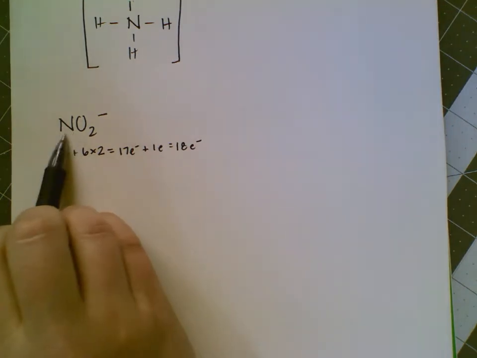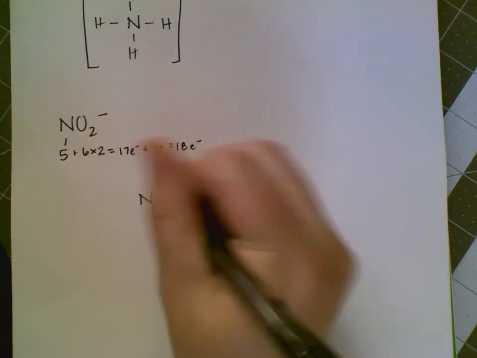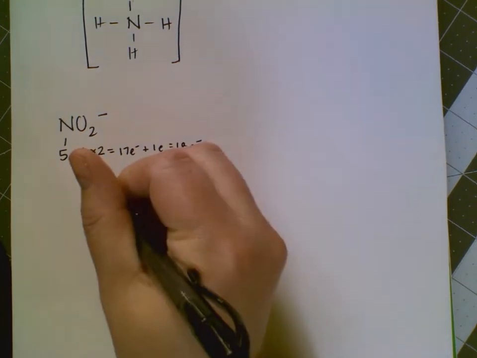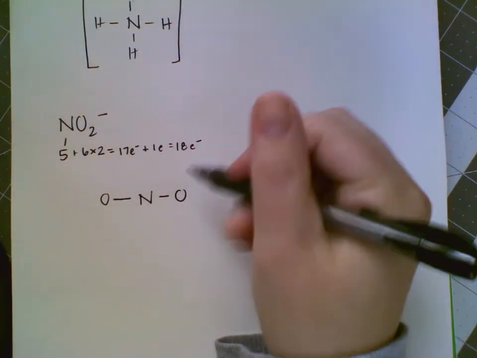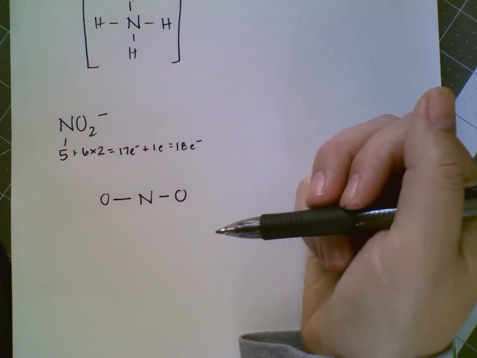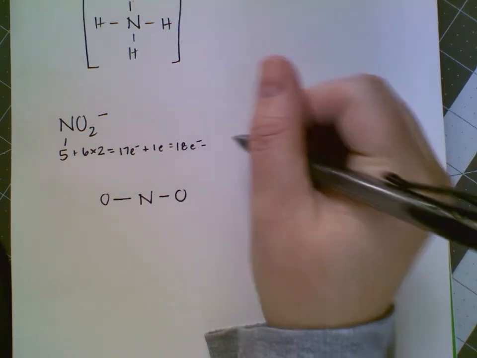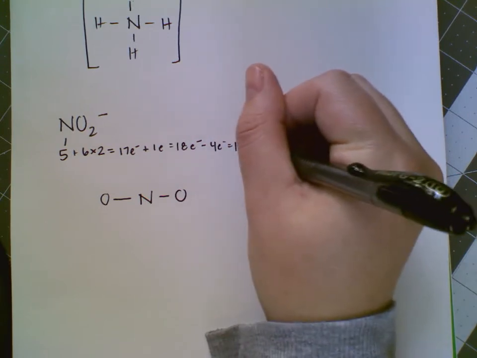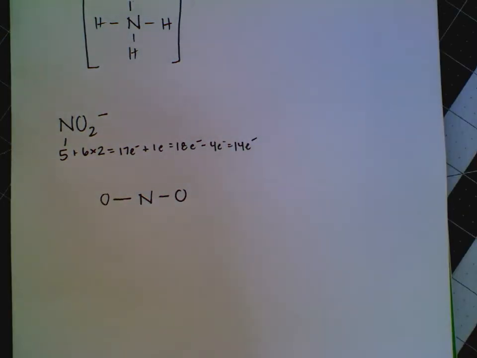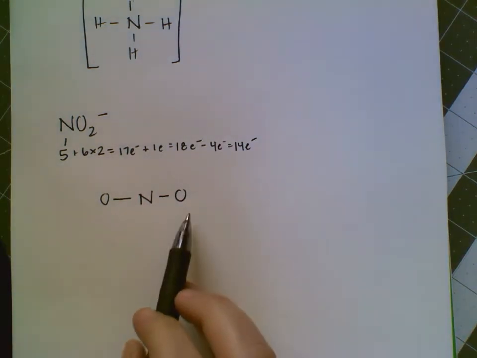So nitrogen here is going to go in the middle, and I'm going to connect it with an oxygen on each side. Every bond that I draw in, I need to take away 2 electrons from my total. So I'm going to take away 4 electrons, and that leaves me with 14 electrons to satisfy the octet for the oxygens and the nitrogens.